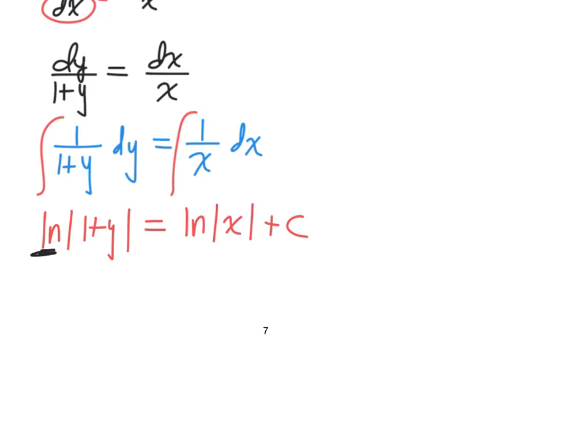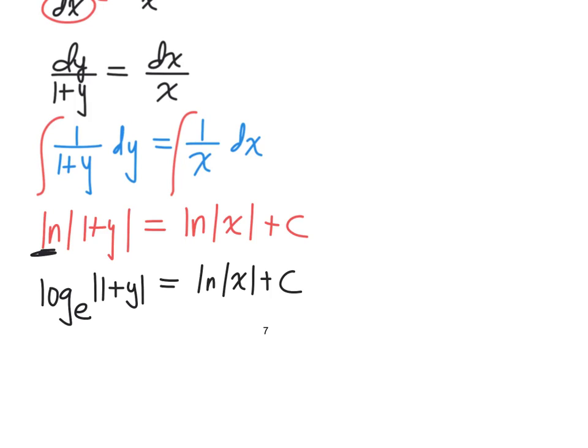So I'm going to write this instead of ln. I'm going to write it as the log base e of 1 plus y is equal to ln of x plus c. Wait, what do you mean there's a c on both sides? Why aren't you writing it on the left side? I'll show you. That's a constant.